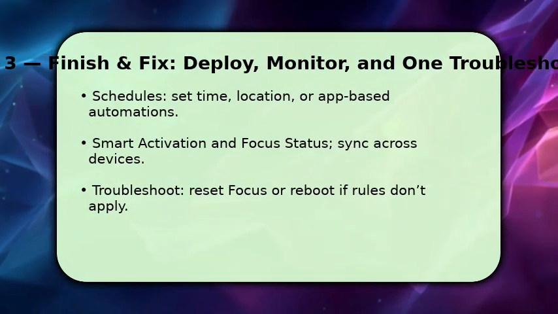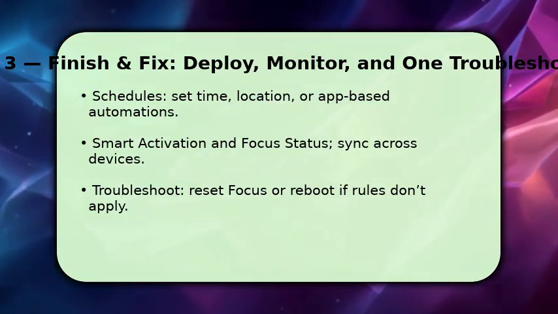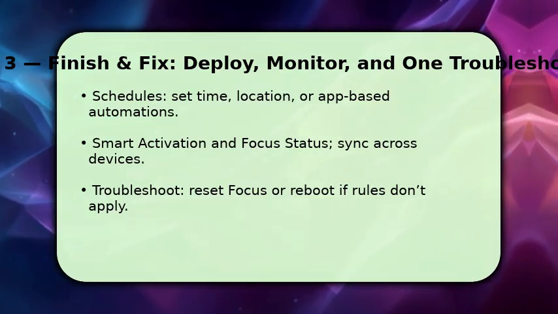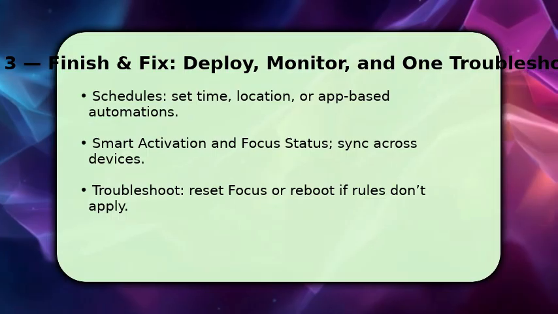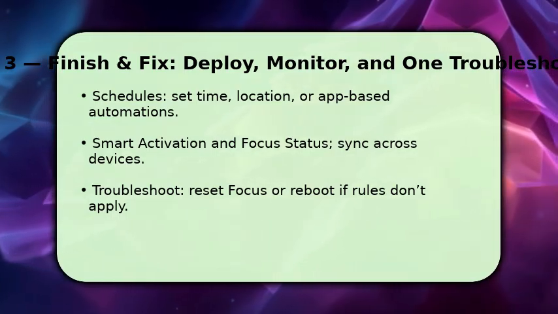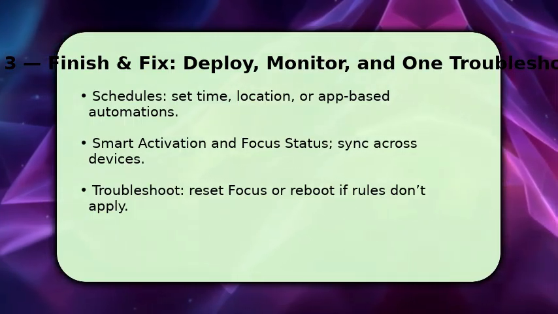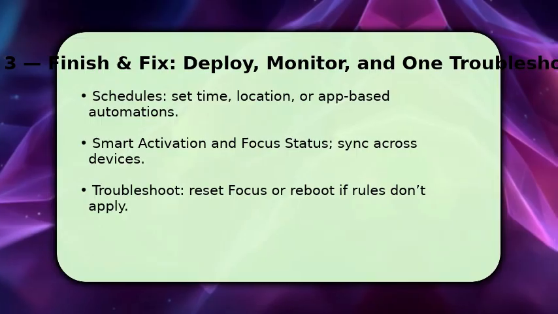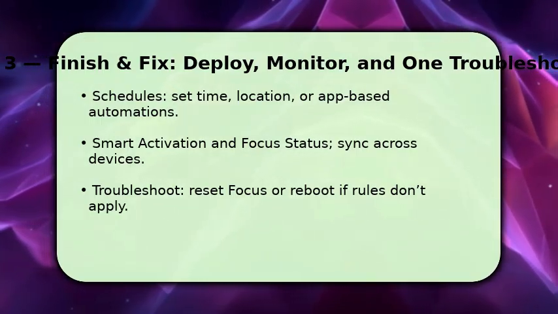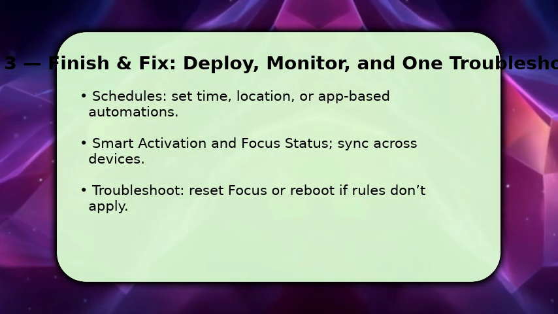Finish by scheduling and automating the focus so it runs when you need it. Use Add Schedule or automation to trigger by time, location, or app. Smart activation can learn your routine. Turn on Share across devices and focus status so others see you're silenced. If rules don't apply, make sure Do Not Disturb modes don't conflict, then toggle the focus off and on. If that fails, reboot the iPhone or reset the specific focus. These steps resolve most misapplied rules quickly.